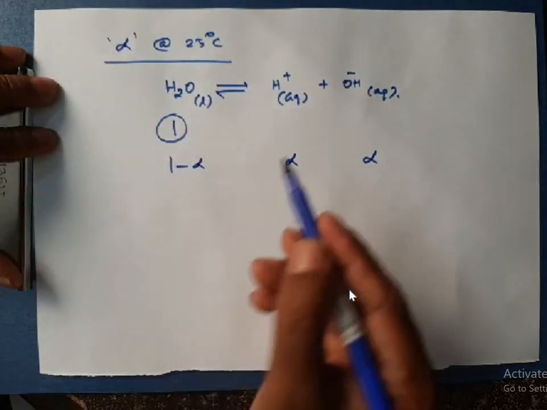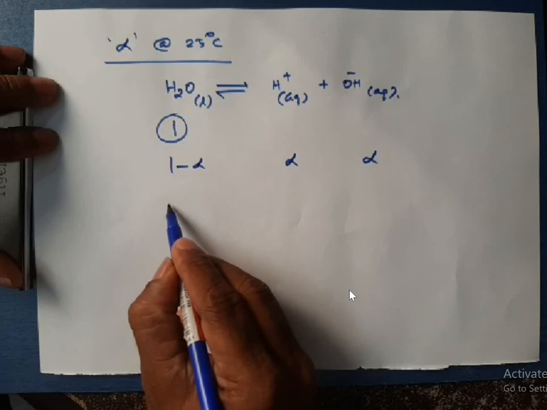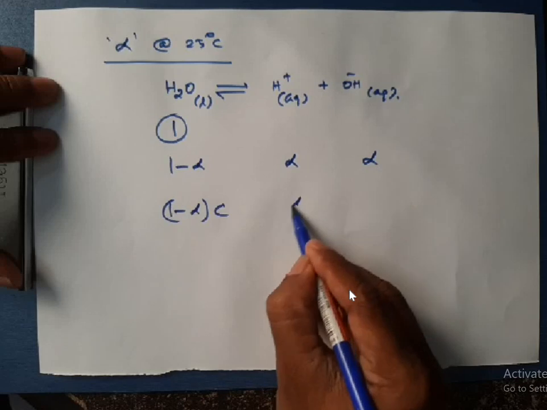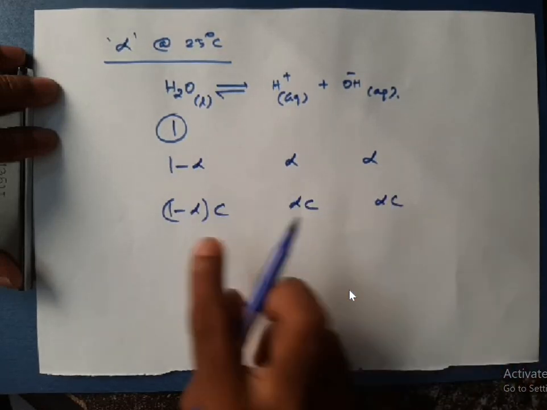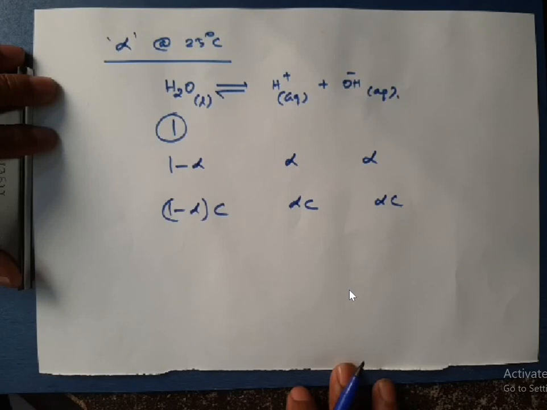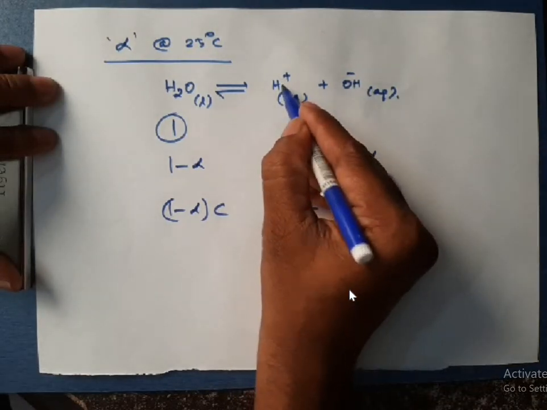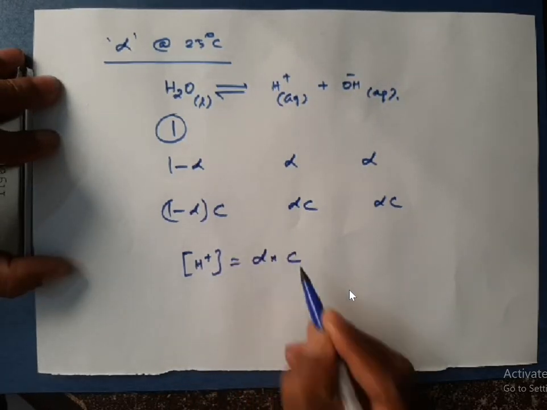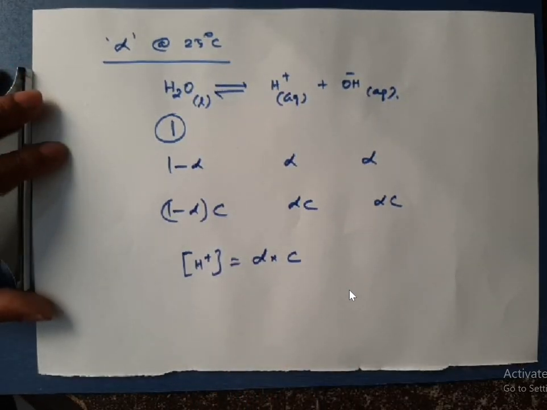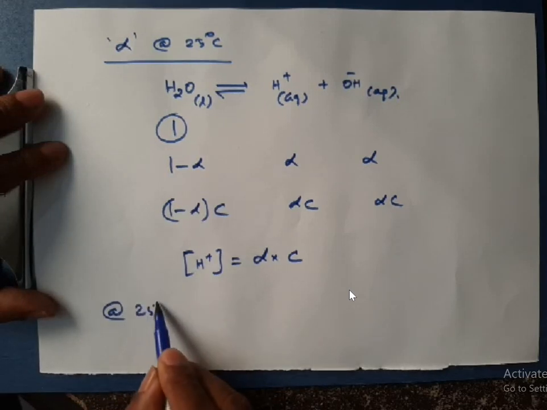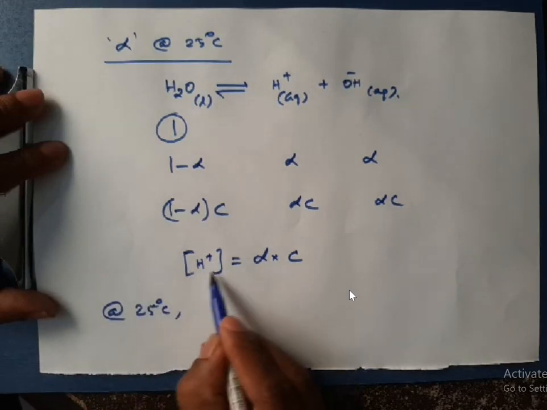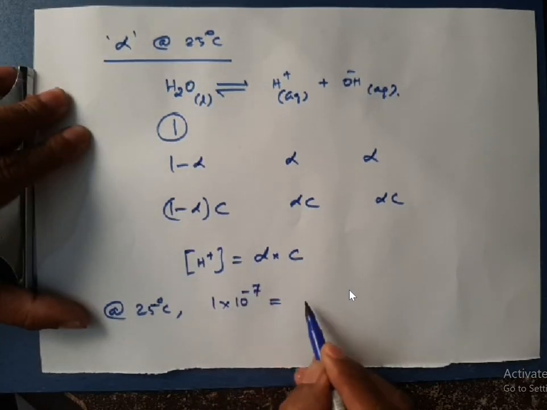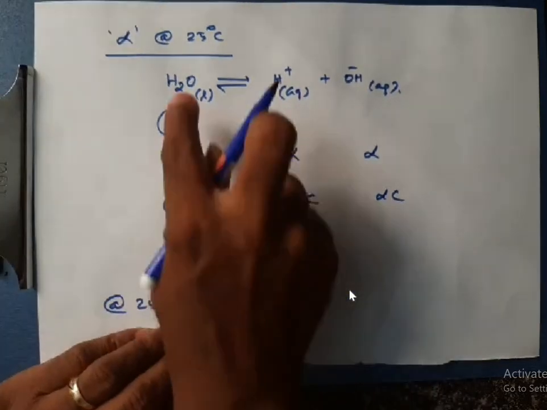Suppose for 1 mole we have some concentration. Let the concentration be C. If the concentration of water is C, then 1 minus alpha into C and alpha into C are the equilibrium concentrations. Now what is the concentration of H plus ion? Concentration of H plus ion equals alpha into C. At 25 degrees Celsius, we know very well, we have calculated the concentration of H plus ion, which is 1 into 10 power minus 7 equal to alpha into concentration of water.